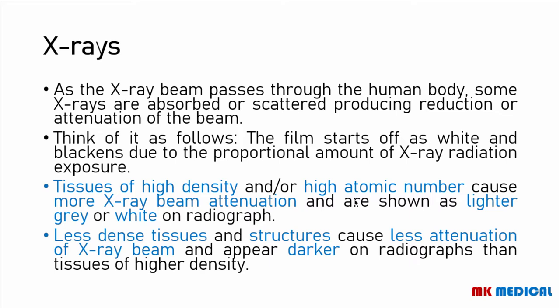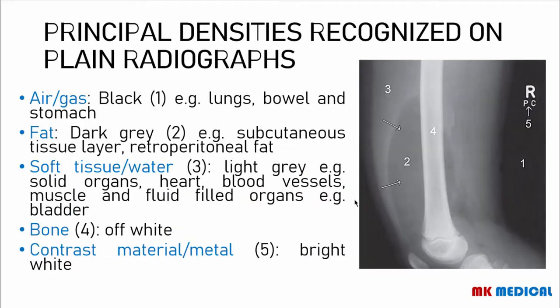Then the tissues that are going to be attenuating less, meaning that they'll allow a lot of x-rays to pass through, means that a lot of x-rays are going to be reaching the film, and they're going to make this film appear much darker, which is why the lungs that only have air allow a lot of x-rays to pass through. That's why the lungs appear dark, and air on x-ray is going to be appearing dark. So this structure is going to be appearing dark. So structures of a lesser density are going to be appearing darker on the x-ray.